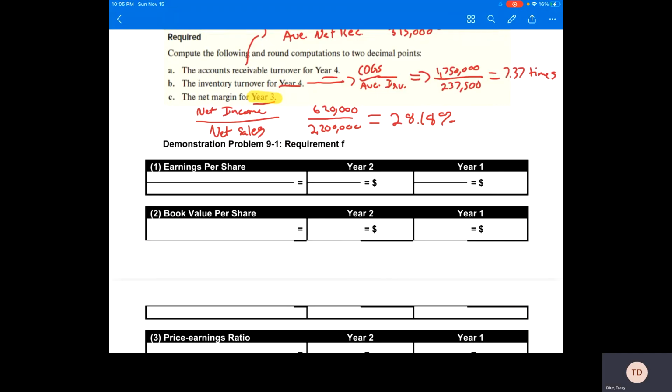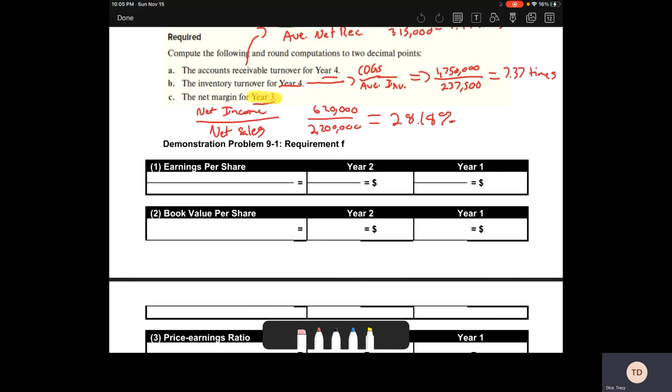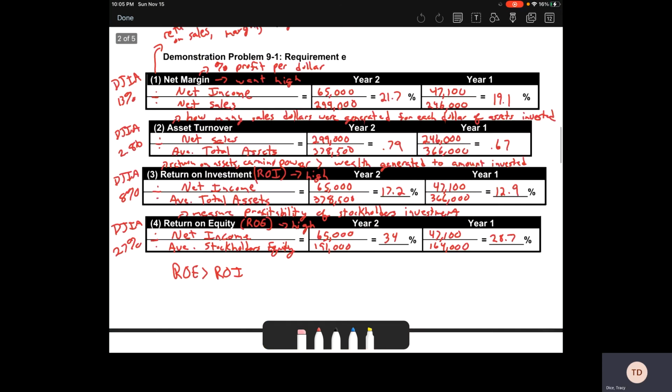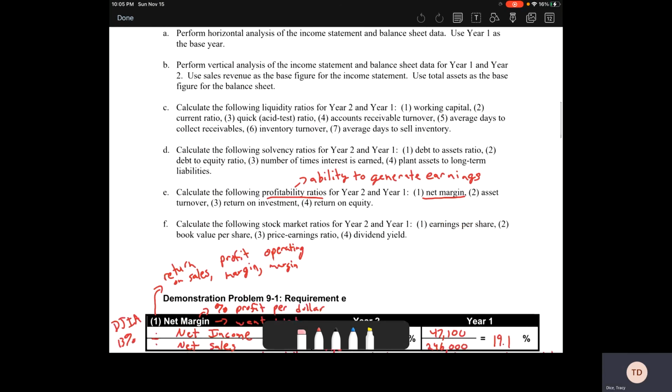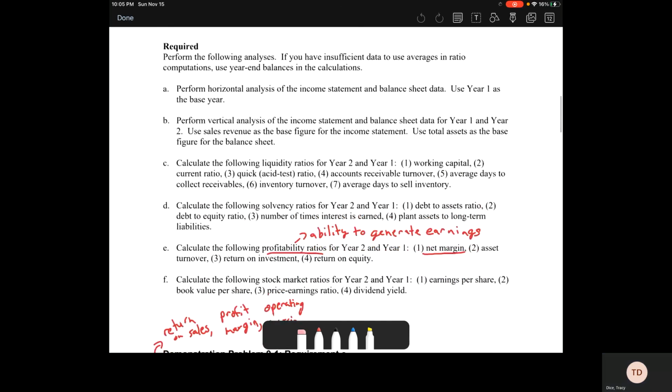All right, we are now moving on to demonstration problem 9.1 requirement F. So if we come back up here, F is looking at calculating our stock market ratios. What stock market ratios are going to do is compare your earnings and your dividends.